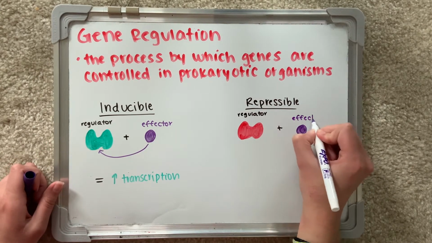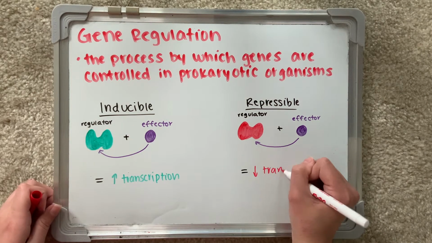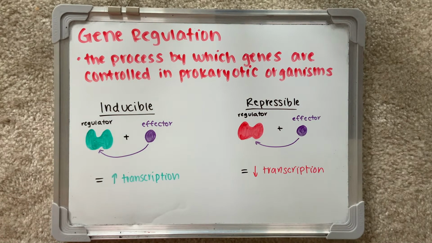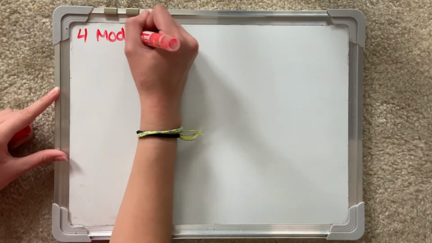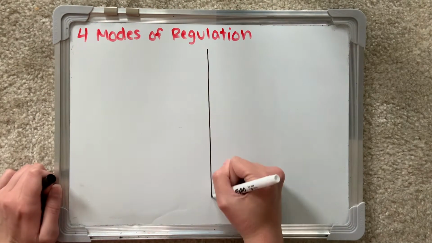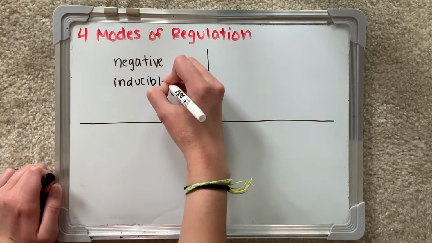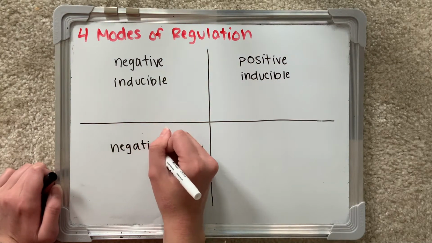It is important to remember that while positive and negative control deals with the proteins that bind to the DNA, inducible versus repressible controls deal with the small molecules that bind to the regulatory proteins themselves. When you combine both of these categories together, you end up with 4 different modes of gene regulation: negative inducible, positive inducible, negative repressible, and positive repressible.